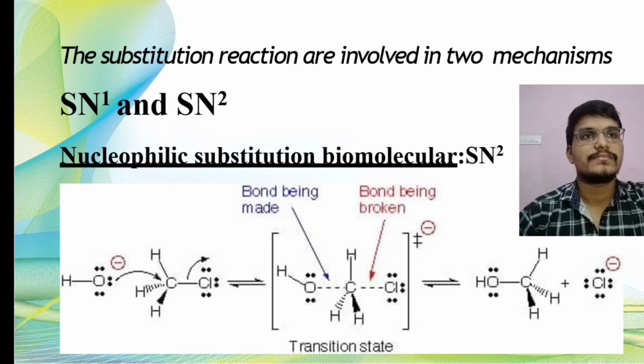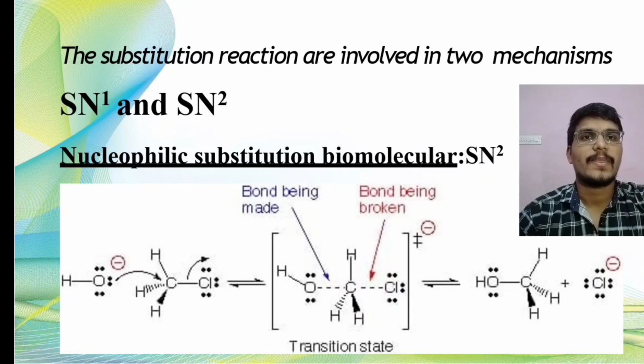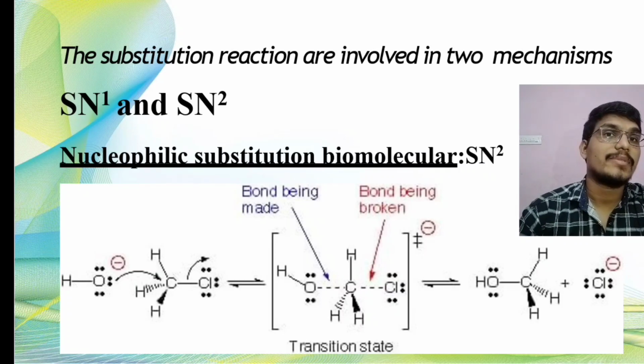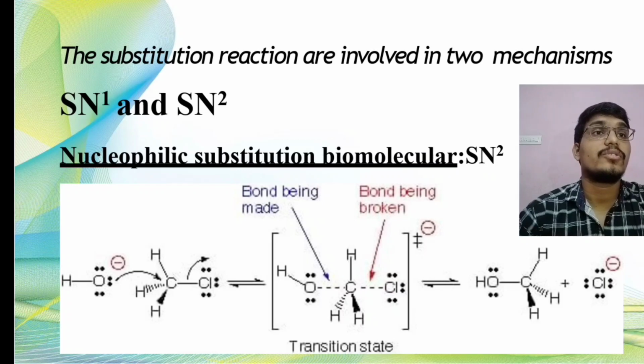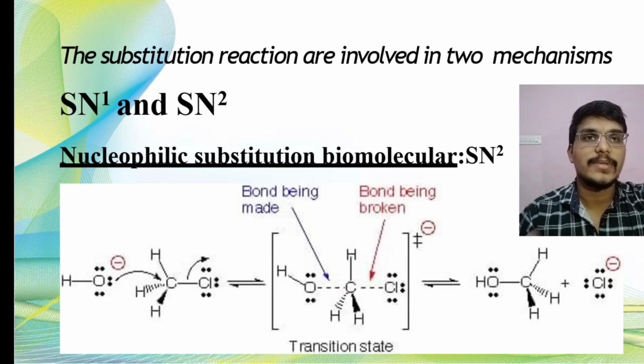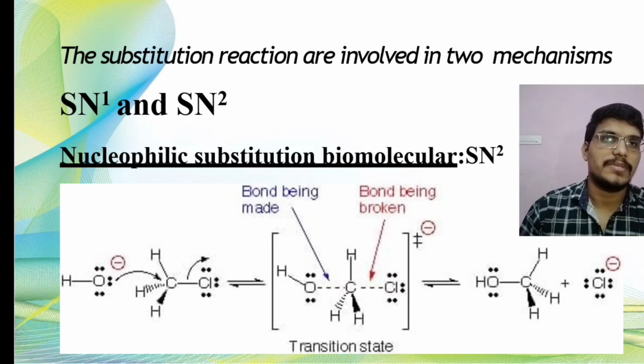In the SN2 reaction, it is a single-step reaction in which a transition state is formed. Another nucleophile, OH, attacks from the back side of the carbon, and the other nucleophile, Cl minus, goes out. By forming a transition state, the product is formed. You can see clearly here: OH attacks from the back side, and Cl leaves by forming a transition state, and the alcohol product is formed by removal of Cl minus.